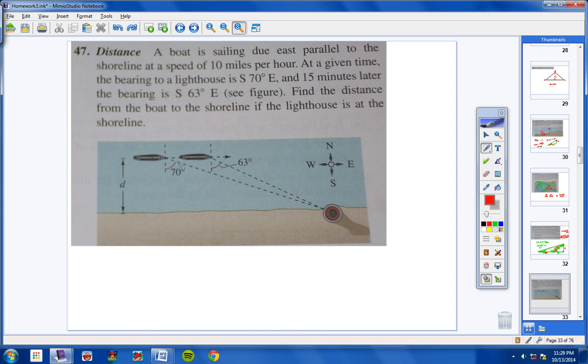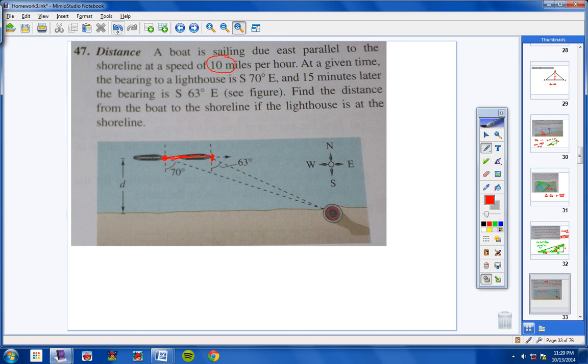What I'm looking at here is I can put a distance from here to here. Here's where the ship started, and here's where the ship ended. It says the ship is traveling 10 miles an hour, and it travels for 15 minutes. In 1 hour the boat goes 10 miles, so in 15 minutes, that's 1/4 of 10 miles.